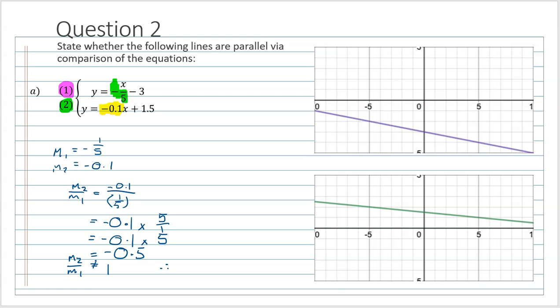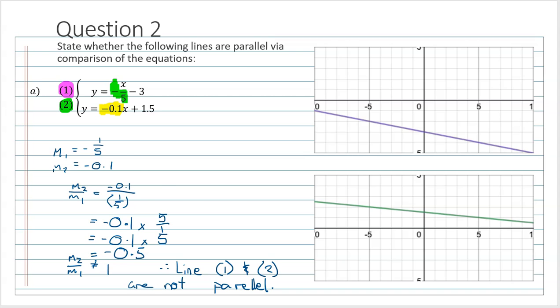Therefore, lines 1 and 2 are not parallel. Easy. Now, going on to the next check.